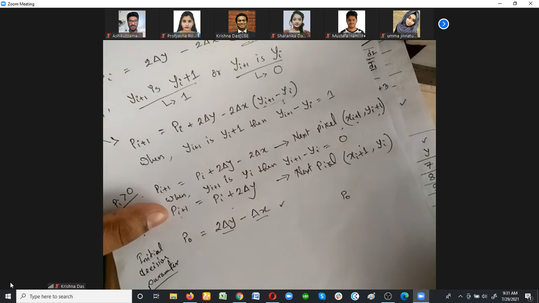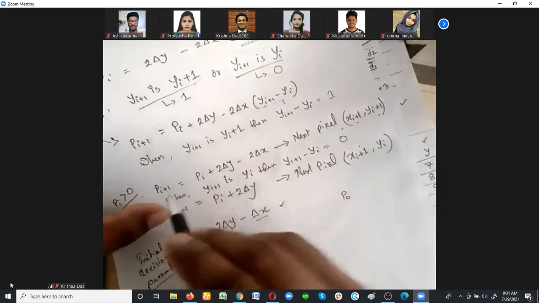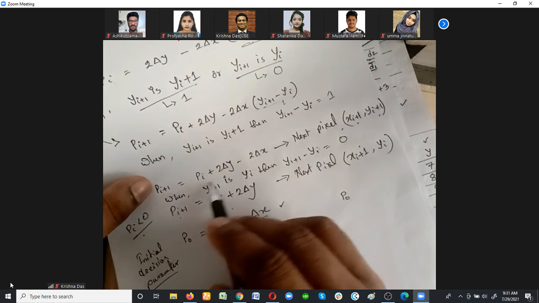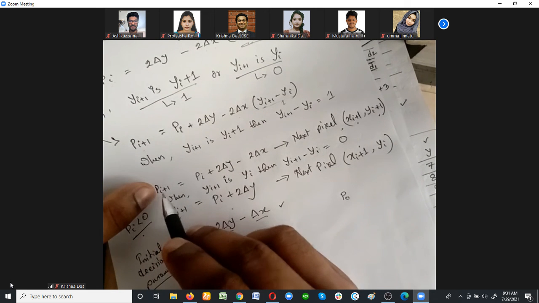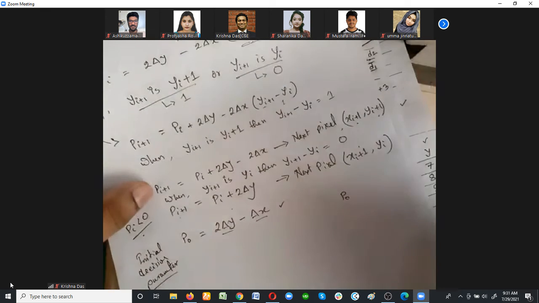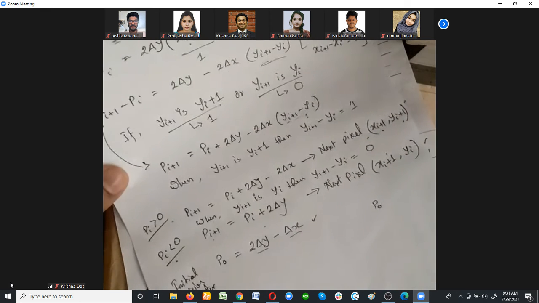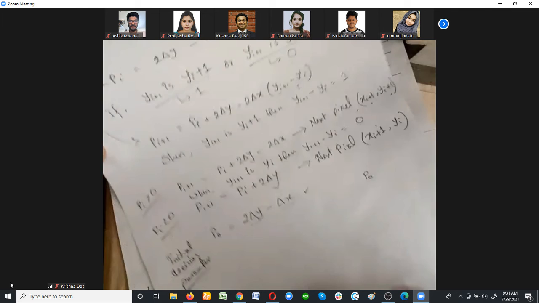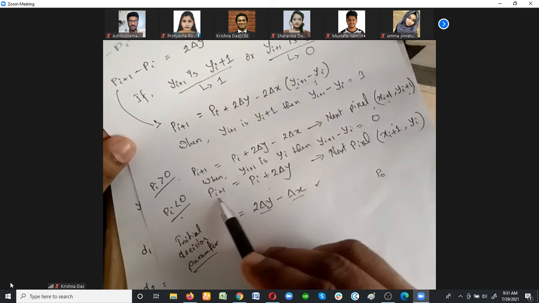Okay, then if it is positive, then I will take that pixel and I will calculate the next decision parameter with this formula, and then this will be my P naught, the next parameter, the Pi, for the next one to find out. Like this way the iteration will continue. So negative and positive, it will vary. We need to check every time what we are getting after the calculation.